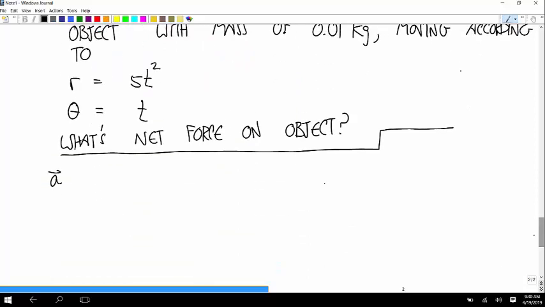Okay, so we know that the acceleration is equal to r double dot minus r theta dot squared, and then 2 r dot theta dot plus r theta double dot. I'll just leave the z component off this time. By the way, if you don't leave the z component off, it's just cylindrical coordinates and everything else is the same since that axis doesn't change.